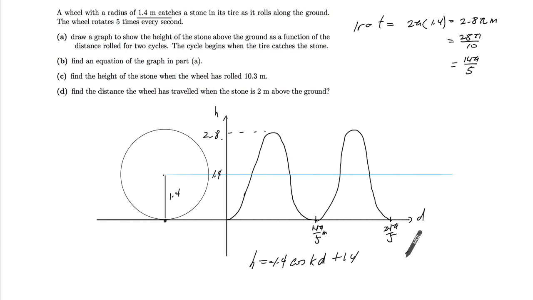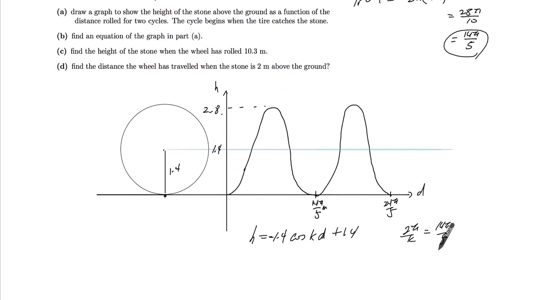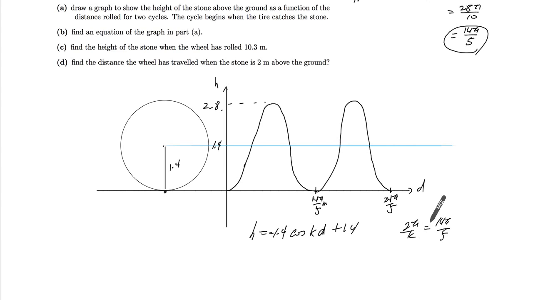For k, we do 2 pi over k is equal to 14 pi over 5. That's the period in distance. Divide both sides by 2 pi, and you get 1 over k is equal to 7 over 5. So you get k is equal to the reciprocal of that, which is 5 over 7. So plug that back in here. So that's your function.